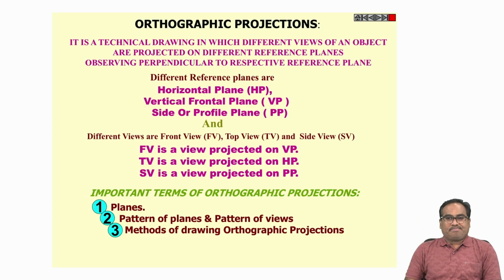Before jumping into the content, why do we need to learn these orthographic projections, or where are they really useful? If there is a 3D or isometric object, we can present it in a realistic way in a 3D view, but sometimes we need to know more information about that object.